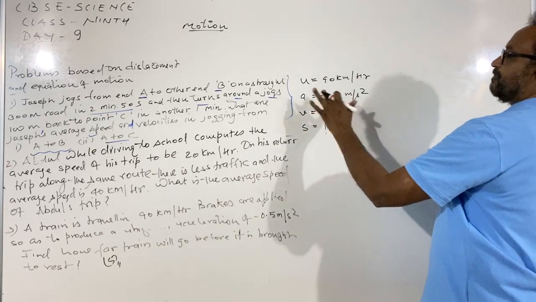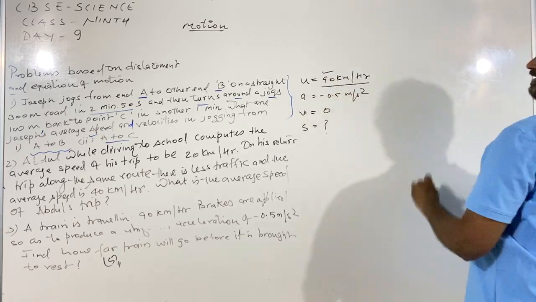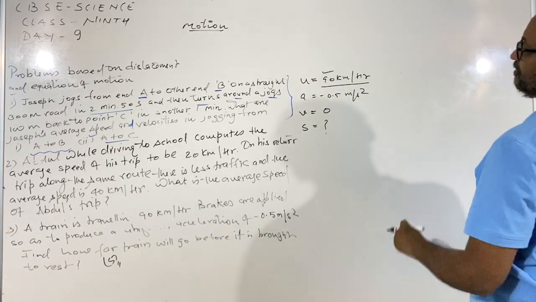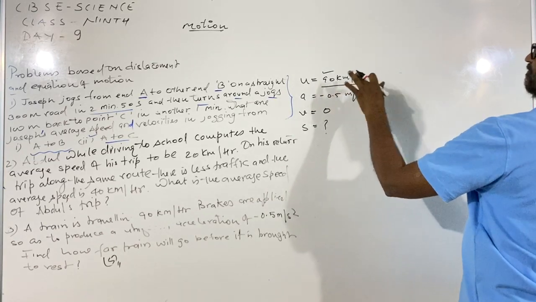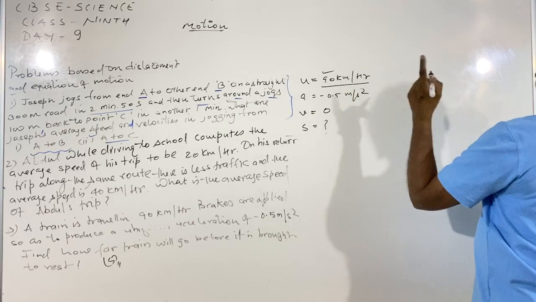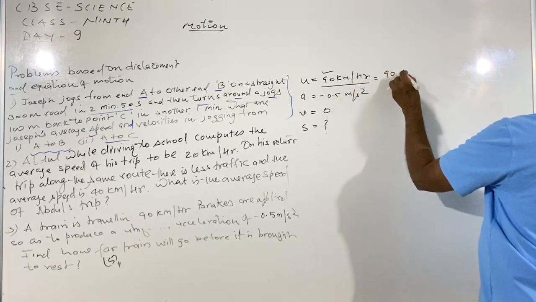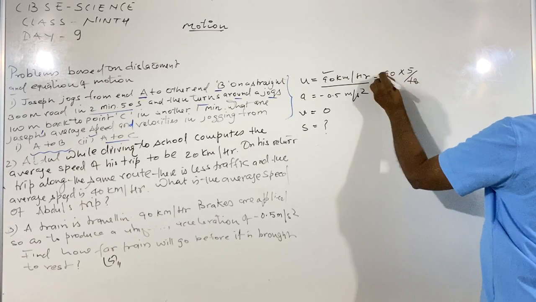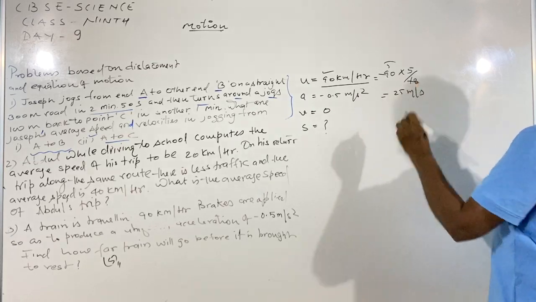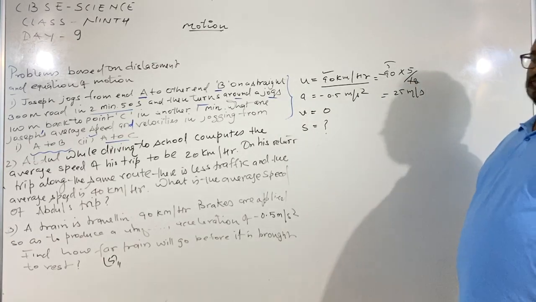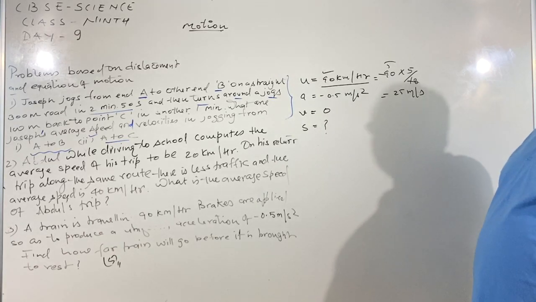Now, all the parameters should be in SI unit. So let us convert initial velocity into meter per second. You can convert kilometer per hour into meter per second by multiplying it by 5/18. So 90 kilometer per hour is equal to 90 into 5/18, that is 25 meter per second. So this is all about the parameters given in the problem.